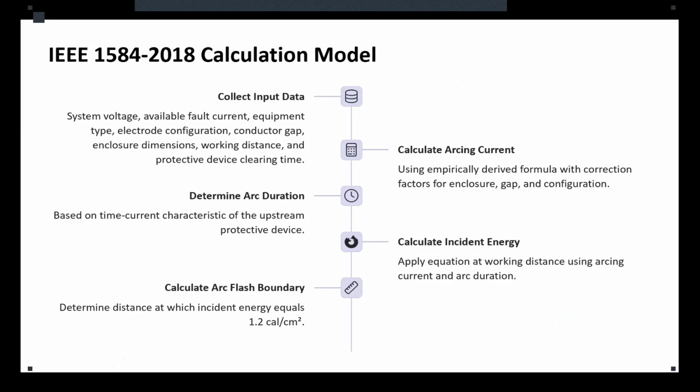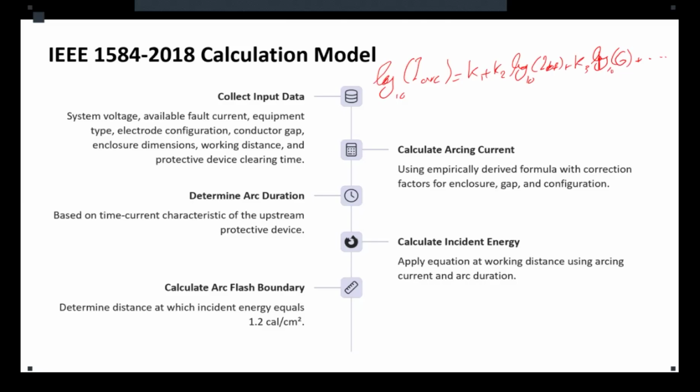The general form of the equation actually looks like log base 10 of the arcing current should be equal to K1 plus K2 times the log base 10 of the bolted fault current, plus K3 times the log of G, plus so on all the way through the system.